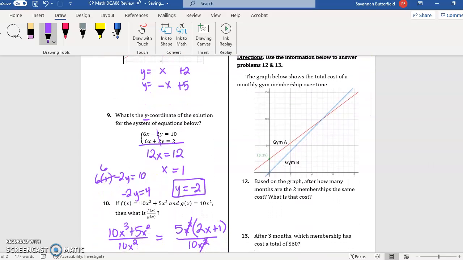Looking at 12 and 13, we're going to use this graph. So 12, it's saying based on the graph, after how many months are the two memberships the same cost, and what is that cost? So looking here, it says this is time, and this is the cost. And so if it's the same cost, that means they're going to have the same point. So the same cost, that is right there. So if we look over, they are the same cost at $100. So the cost is $100.